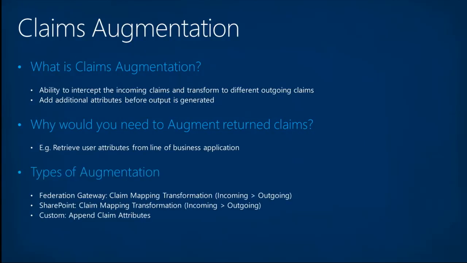Now, what are the types of augmentation? So we have some different types. We have the Federation Gateway, and this one is where we talk about the whole Facebook idea. This is claim mapping transformation, incoming to outgoing. Just do a straight boom, boom. You can do a same as incoming, so you can say if this one's called Bob, it's going to be called Bob on the way back out again. Then, of course, you have the two other options. You have the claim mapping, which is exactly the same, but that's specifically SharePoint. And then you have the appending process, appending and injecting claims as part of the augmentation.